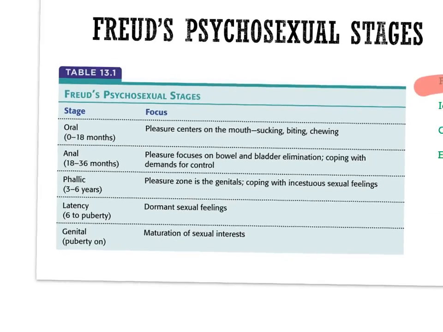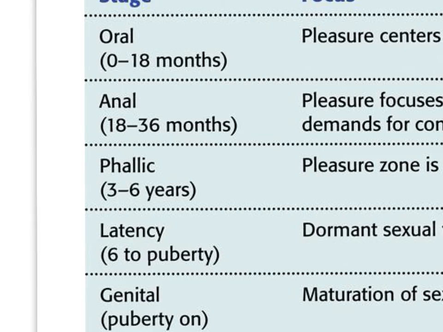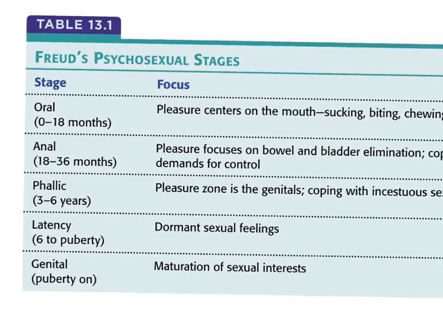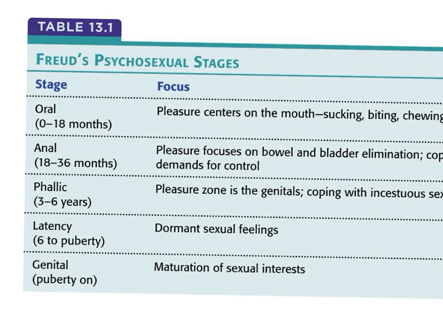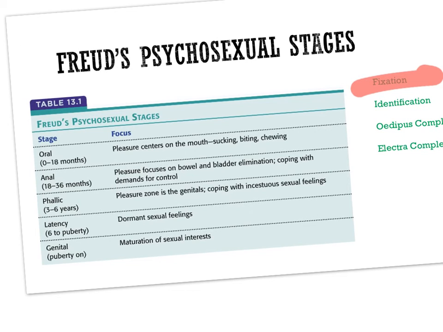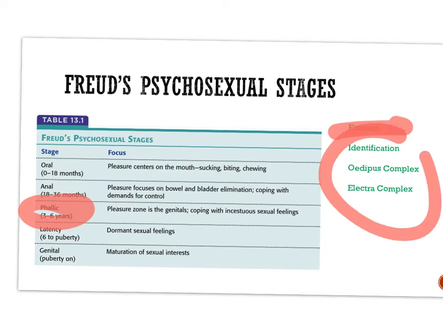Then the most interesting stage is this phallic stage. And that's going to be 3 to 6 years old. And so your erogenous zone, here's your genitals. And here's where we also call this the Oedipal stage. So in this phallic stage, we have identification, the Oedipus complex, and the Electra complex going on here.